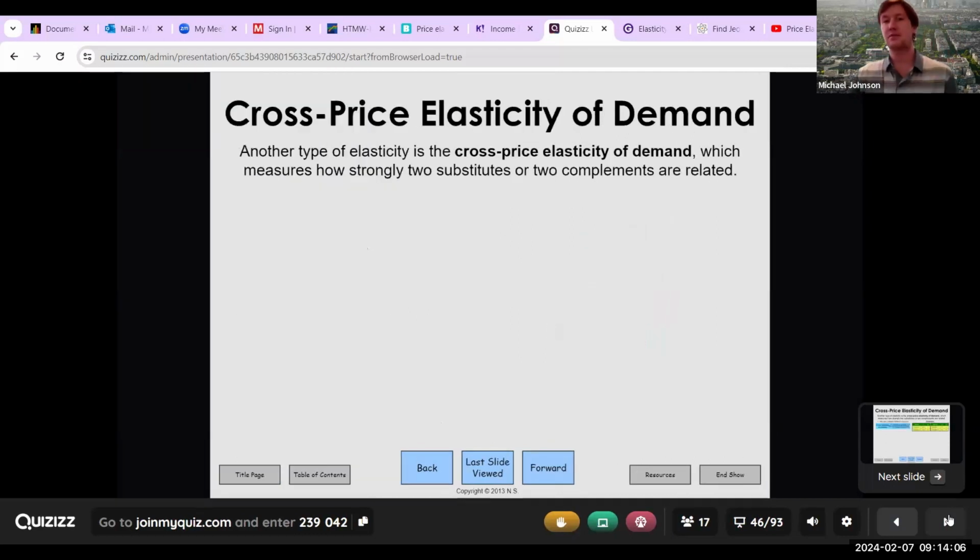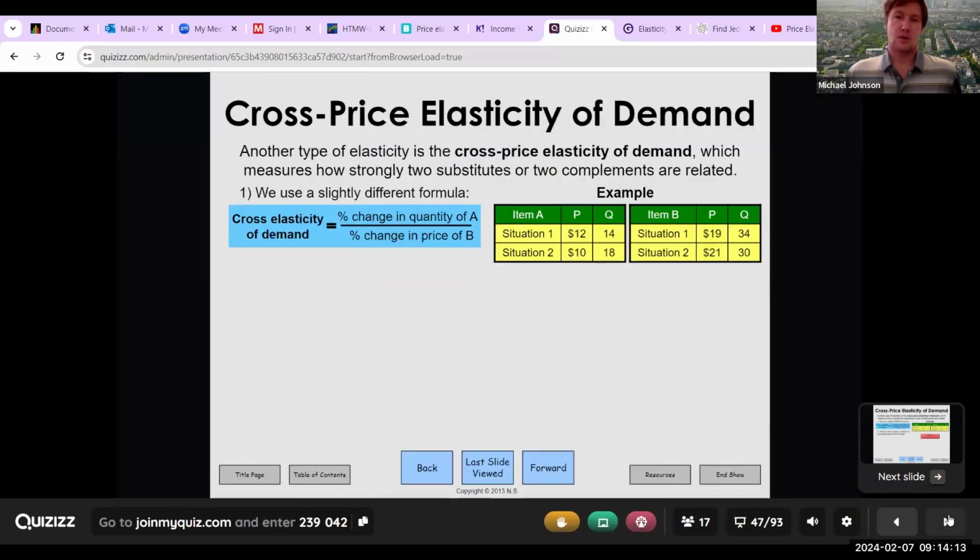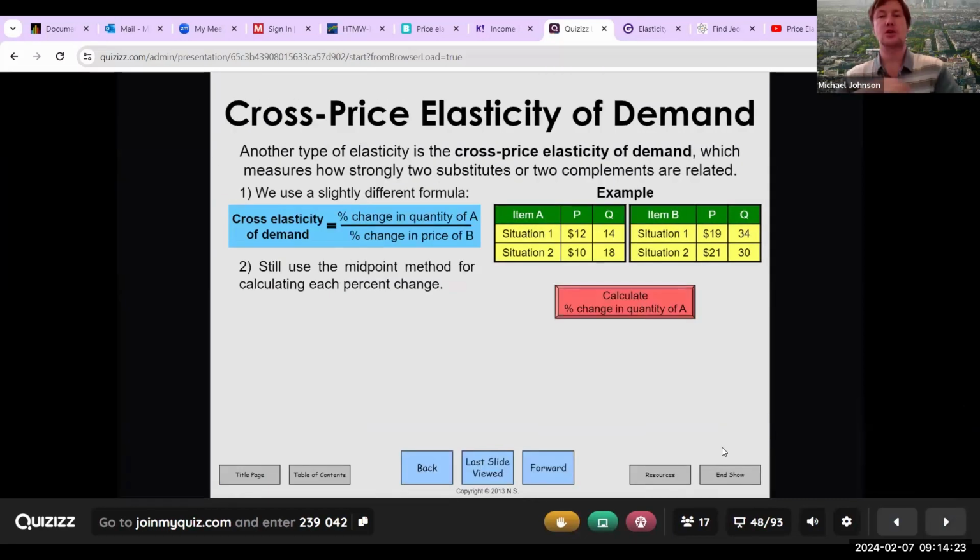Another type of elasticity is the cross-price elasticity of demand, which measures how strongly two substitutes or two components are related. To calculate this, you would do change in quantity of A divided by change in price of B. So in this case, you'd use the same formula, but the difference would be you would take the change in quantity of A.